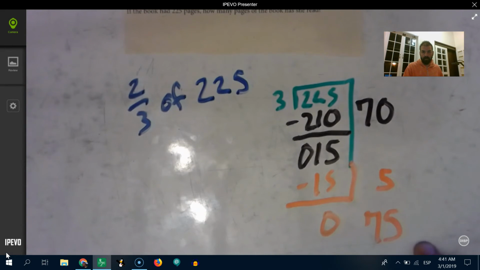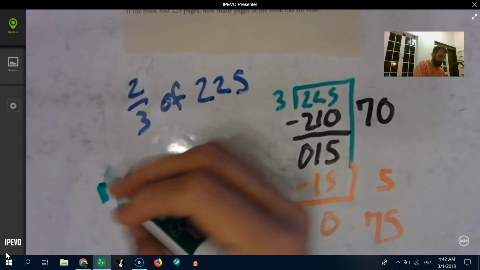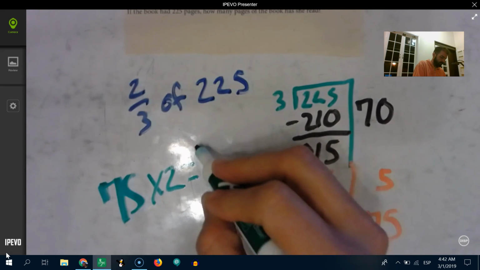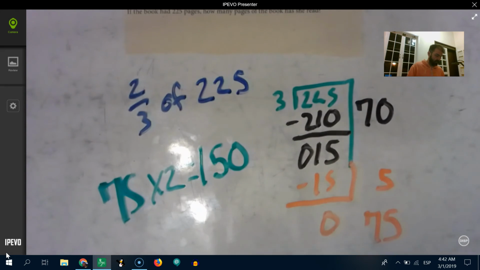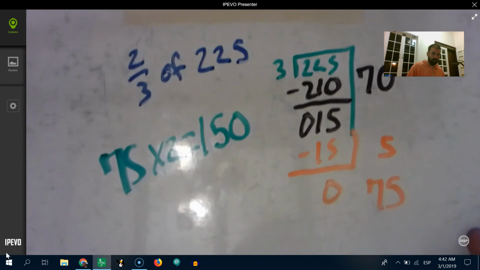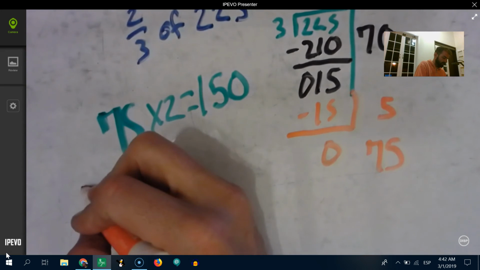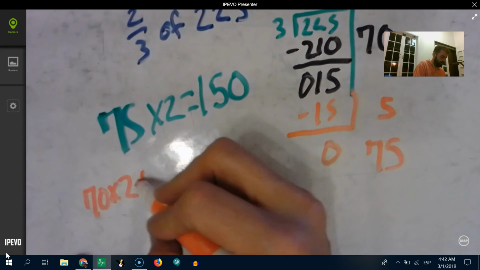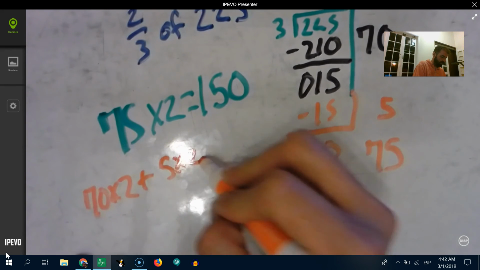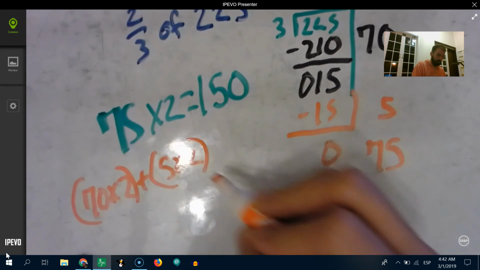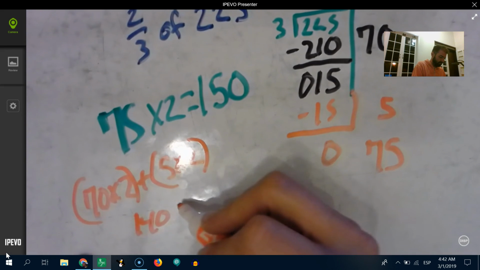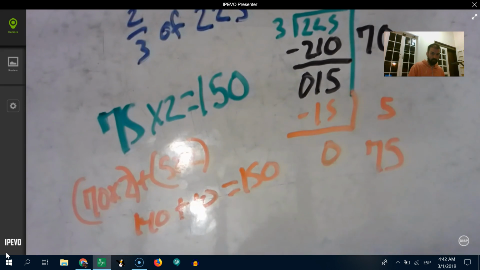So that means I need to double 75 to get 2/3, and double 75 is 150. So 75 times 2 equals 150. And if you can't do it just in your head like that, you can split this up, and you can see 70 times 2 plus 5 times 2. That's going to give you 140 plus 10, which gives you 150.